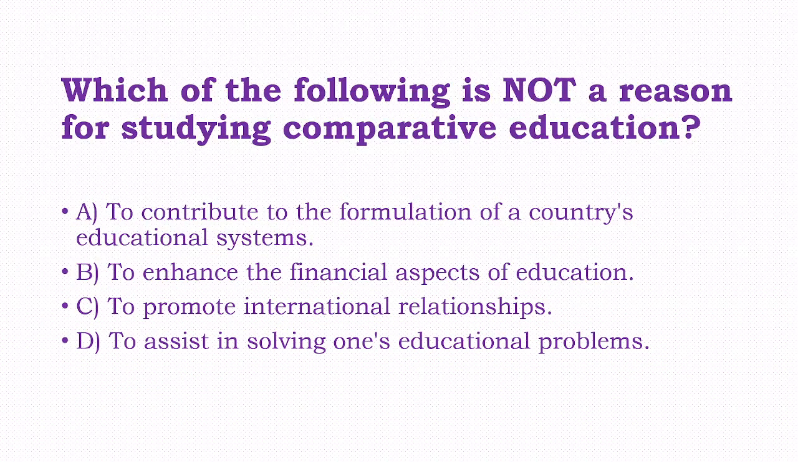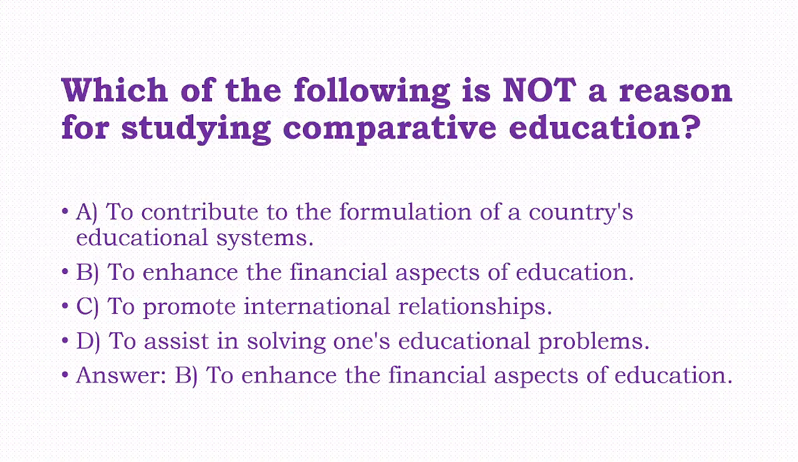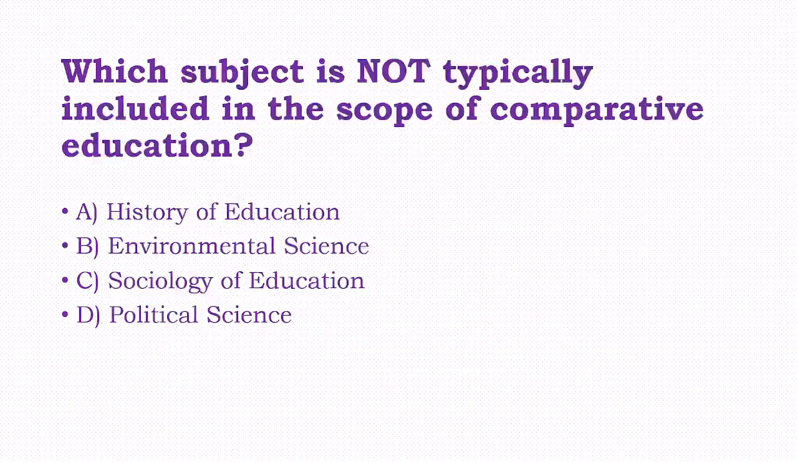Which of the following is not a reason for studying comparative education? Option A, to contribute to the formulation of a country's educational system; B, to enhance financial aspect of education; C, to promote international relationship; D, to assist in solving one's own educational problems. Answer of this question is option B, that is to enhance the financial aspect of education.